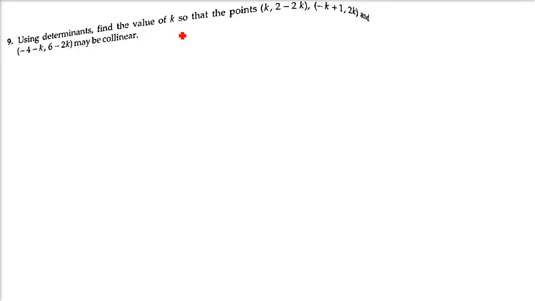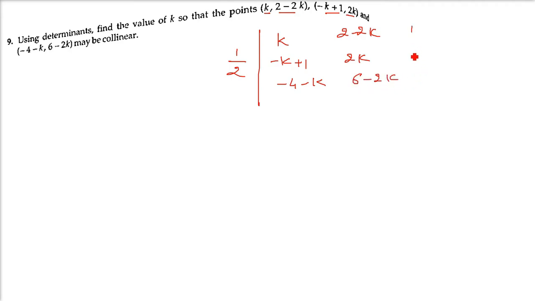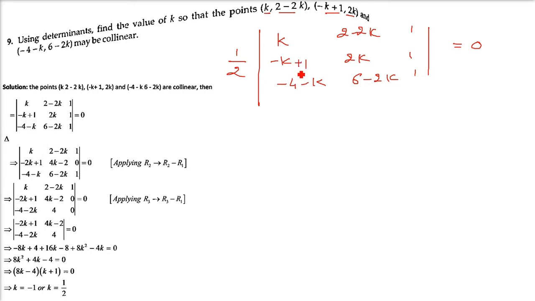Using determinants, find the value of k so that the points (k, 2 - 2k), (-k + 1, 2k) and (-4 - k, 6 - 2k) may be collinear. So I am taking half, the area of the triangle, with k, -k + 1 and -4 - k in the first column. In the second column I am putting the y values: 2 - 2k, 2k, 6 - 2k, and 1, 1, 1 in the third column. Now this is equal to 0, that is the collinearity condition, right?